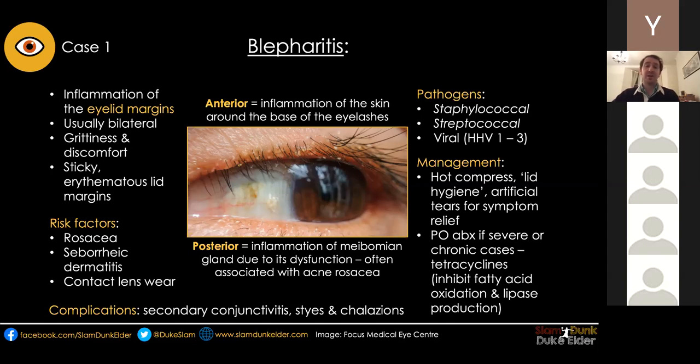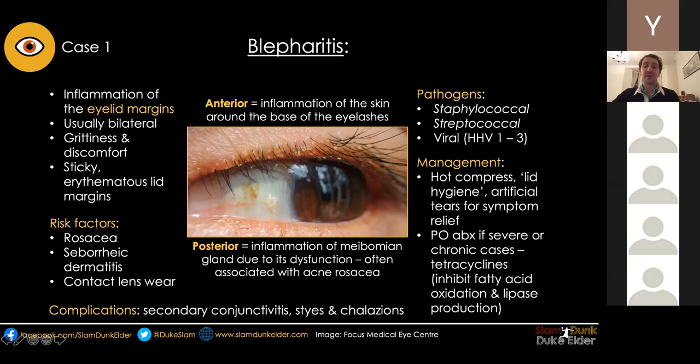But I think with the exam being online this year, they might have more photos than they previously had in the past. So I think it's a good idea for all of these, I've tried to include some photos on all the slides.